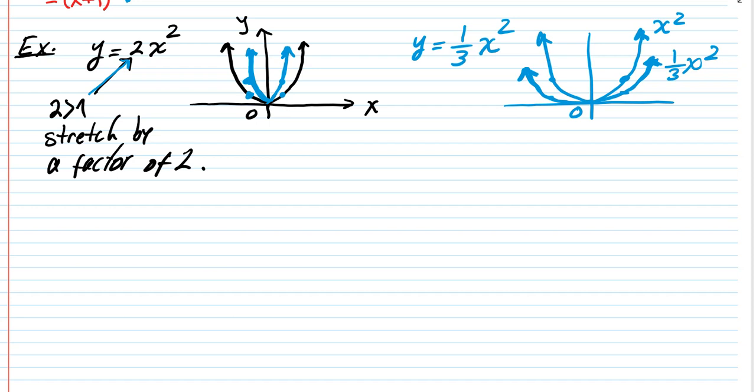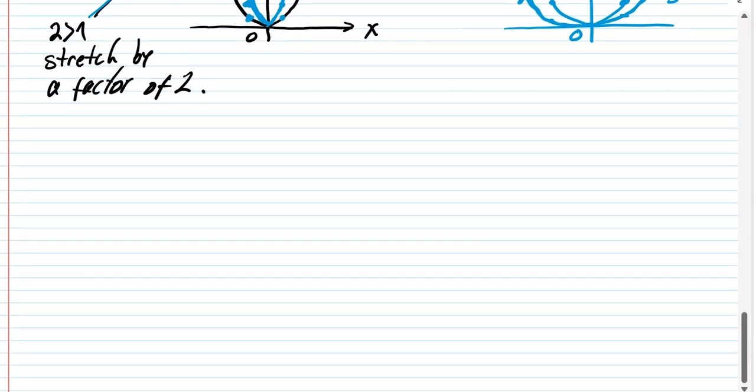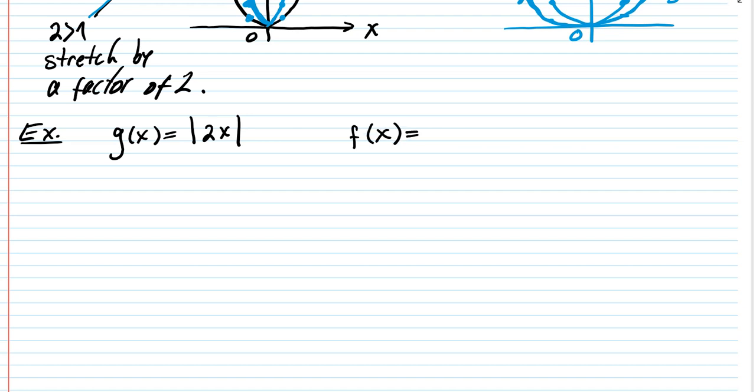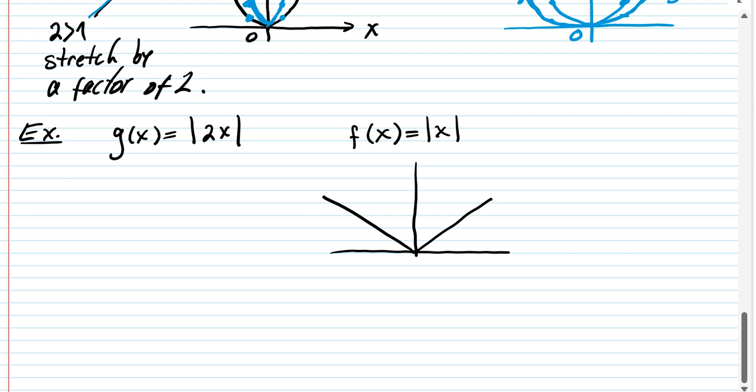Now, I did mention that horizontal compression with algebraic functions could be thought of as vertical compression or stretch. Let me give you an example to clarify what I meant. Suppose my function g of x is the absolute value of 2x. Clearly my basic underlying function is the absolute value function, correct? And we know what the graph of that looks like. So I'm going to make this graph. And here is 2x.